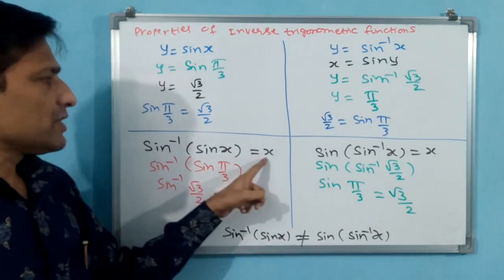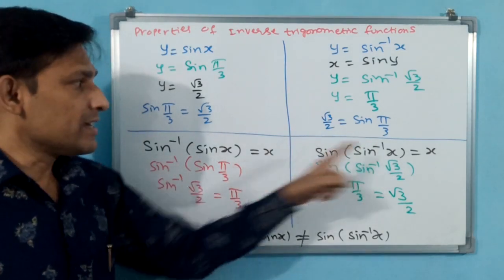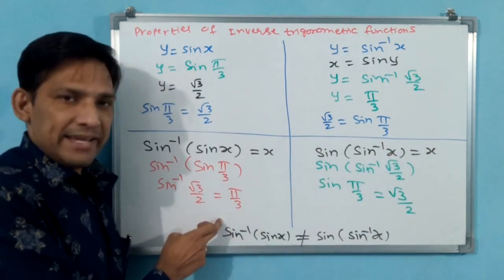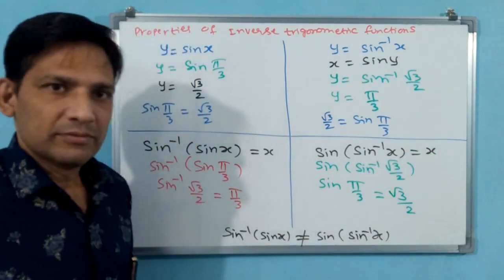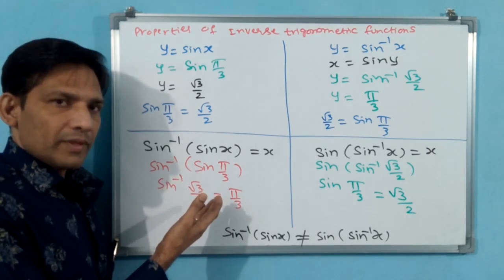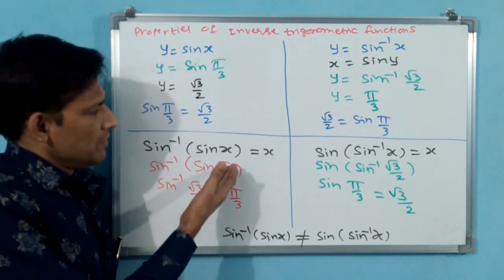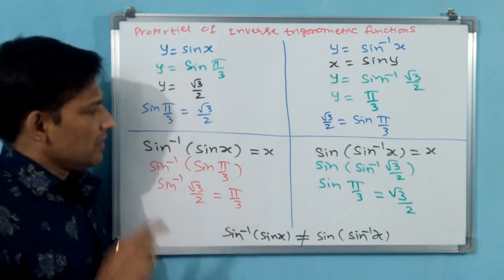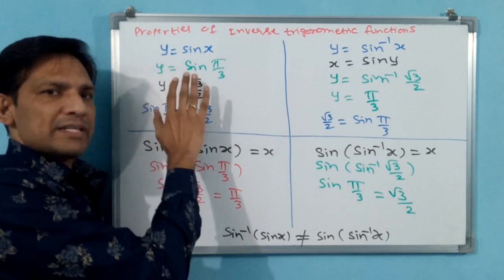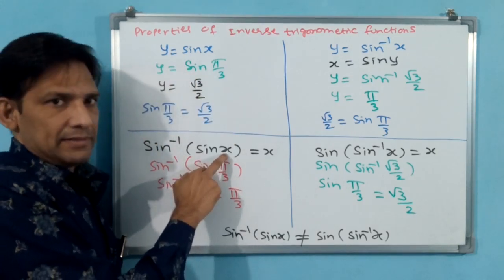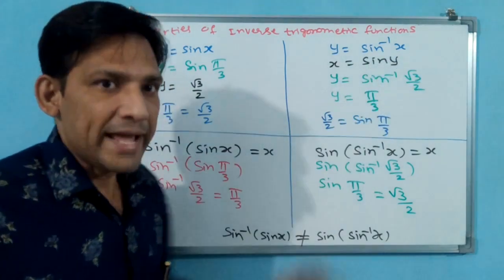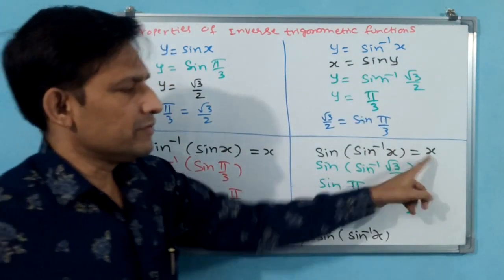See, both may be equal to x, but here x is different, here x is different. You understand, na? Here x is angle, here x is value. Okay? See, angle means what? Why has angle come here? Always sine function or any trigonometric function will have angle. Inverse trigonometric function will have value, not angle. This is angle, this is value.